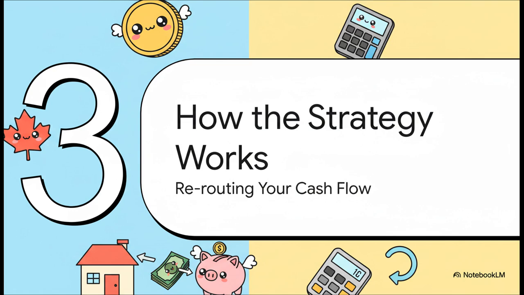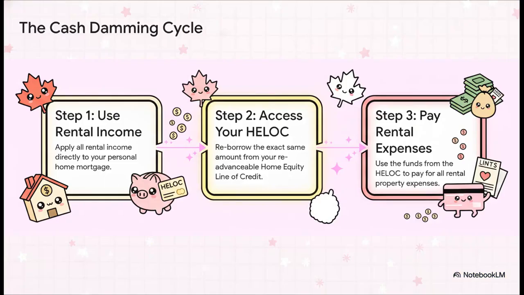All right, so let's get into the actual mechanics. Now, I know this can sound a little complicated at first, but it's really just a disciplined way of redirecting money that you already have coming in and going out. Let's use a quick example. Imagine your tenant pays you $2,500 in rent. Normally, you might use that money to pay the expenses on the rental, but with cash damming, you do this instead. Step 1, you take that entire $2,500 and you put it directly onto your personal home mortgage.